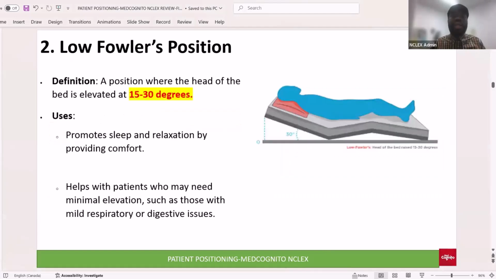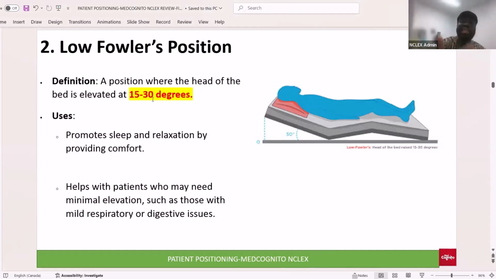Number one, we have the low Fowler's position. With low Fowler's, the head of the bed is elevated at 15 to 30 degrees. So please write it in your book, and maybe you can also write it in the comment section as well. Low Fowler, 15 to 30 degrees.